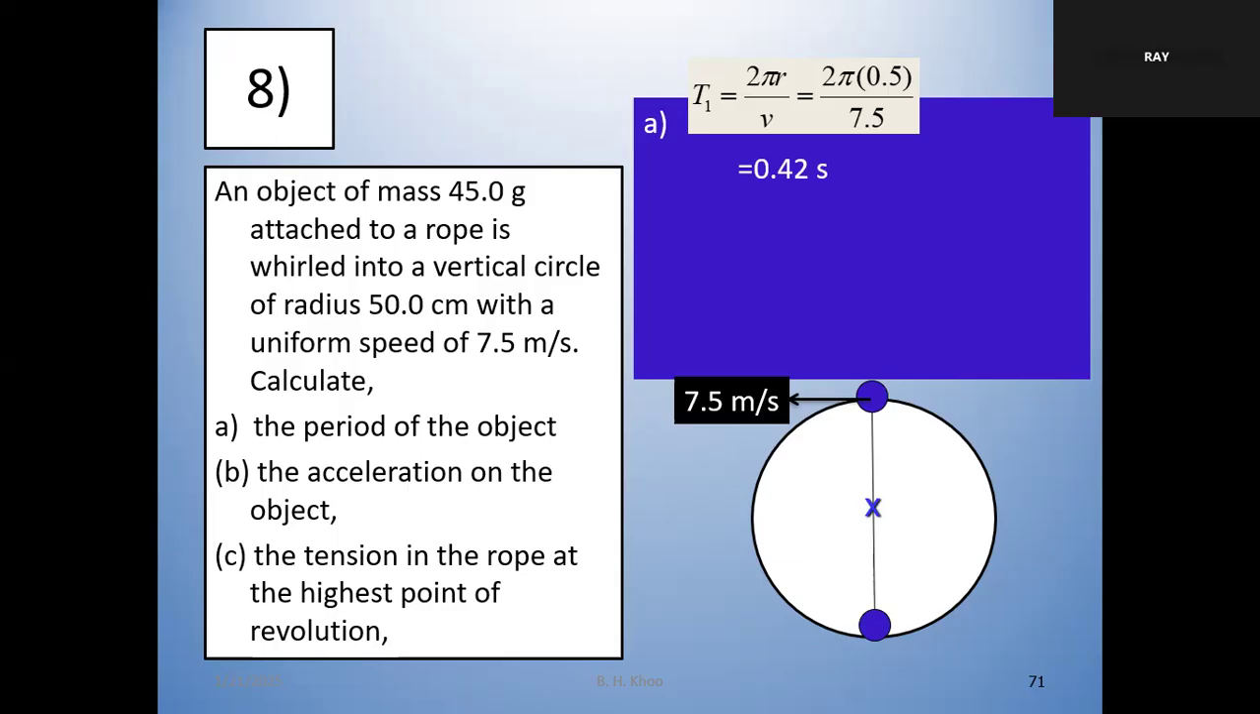Acceleration is v squared over r, that's all. Okay, let's put in the formula and use the calculator to calculate it out. Tension in the rope at the highest point of the revolution.